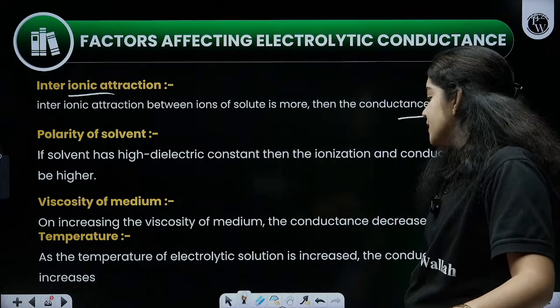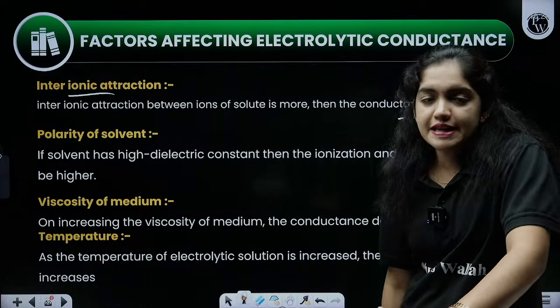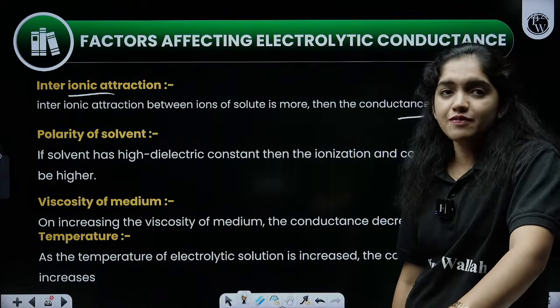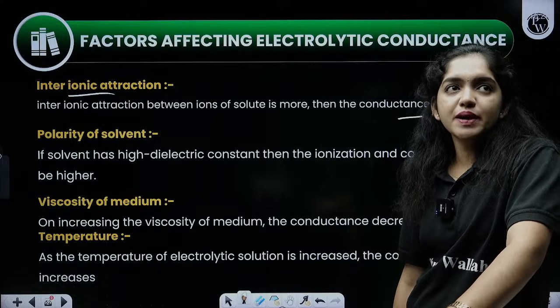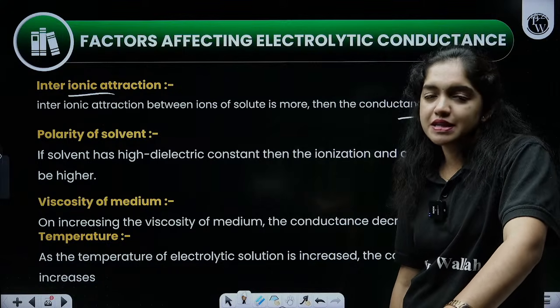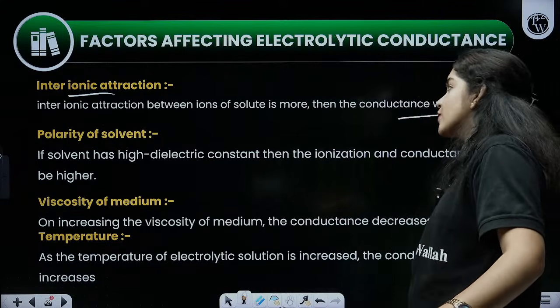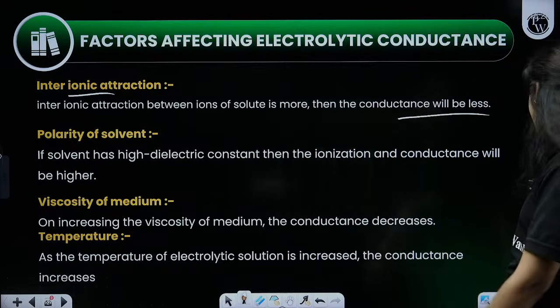The temperature increases, conductance increases. That is a very, very important point that we need to give importance to for the temperature. Temperature increases, what will happen? The conductance also increases. So these are the factors affecting the electrolytic conductance.